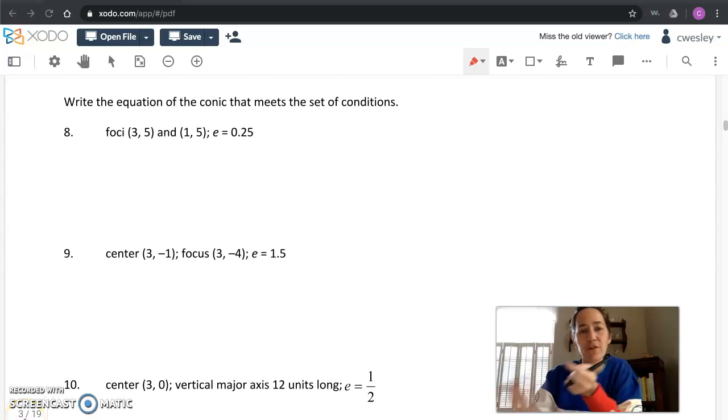Hi, we are back for Eccentricity Part 2. We're still looking at Conics Packet 2, page 3, and we've scrolled down to where we left off with these word problems involving eccentricity.